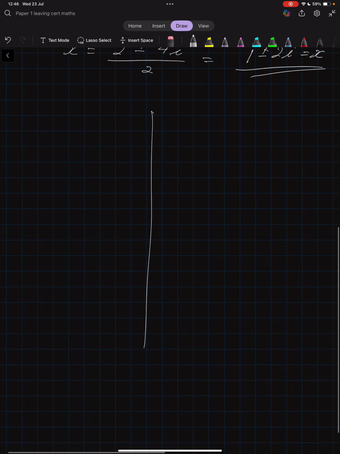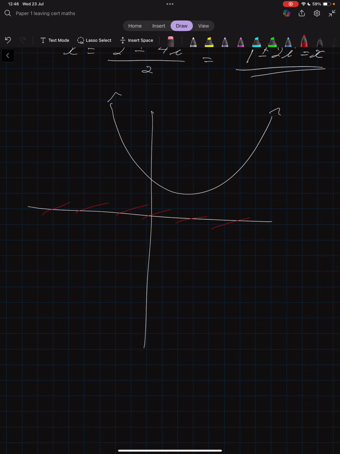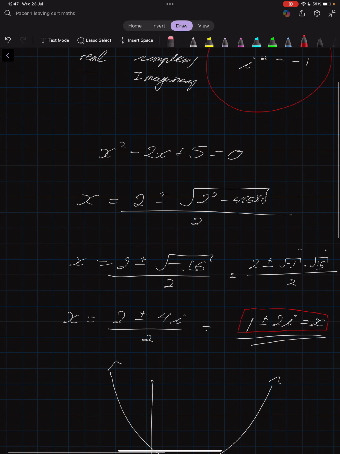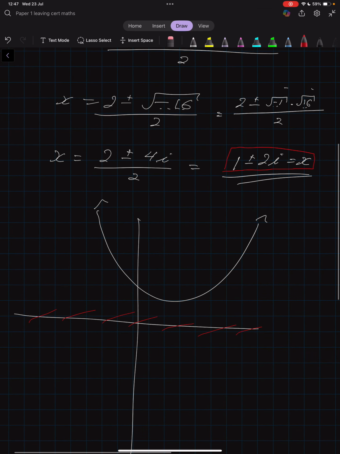Well, if I draw out the quadratic, it looks something like this. Basically, we don't get any roots. And how do we know that we weren't going to get any roots? Because we have imaginary roots. We have roots that aren't real. They are imaginary or complex instead. So imaginary roots mean that they don't exist as real solutions. Therefore, when you draw out this quadratic, it never hits the x-axis, and therefore it has no roots. Okay?